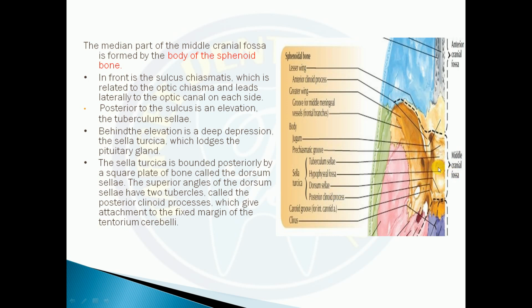So this is your sella turcica. The depression is known as the hypophyseal fossa, which lodges the pituitary gland, and posterior to the sella turcica we have a square plate known as your dorsum sellae. In the dorsum sellae you have two tubercles, your posterior clinoid processes, whose function is to give attachment to the fixed margin of the tentorium cerebelli.